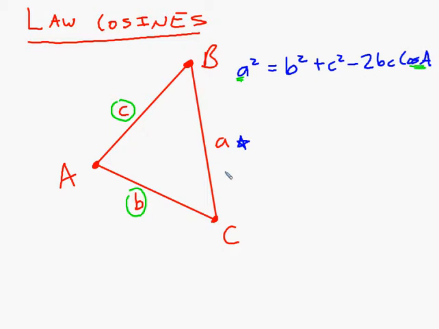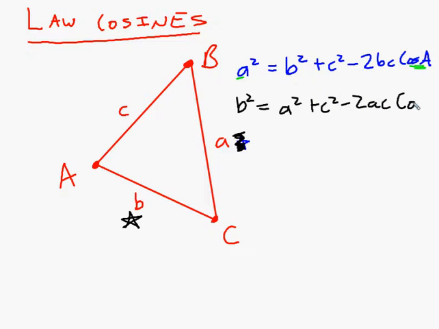Is it always minus 2BC? Or is it just minus 2 and then whatever? I'm going to show you it again. Maybe I'm not interested in side A. Maybe I'm interested in side B. Well, that's going to be B squared equals A squared plus C squared minus 2AC cosine B. Notice again, the side I'm interested in, B squared, and the angle B, and then the other two sides, A squared, C squared, AC.